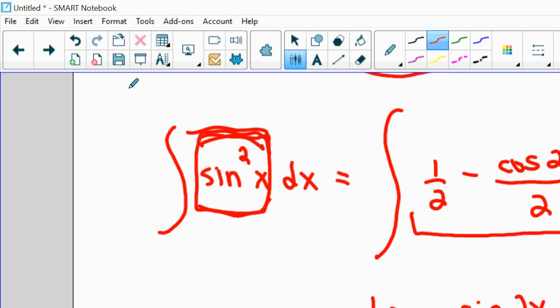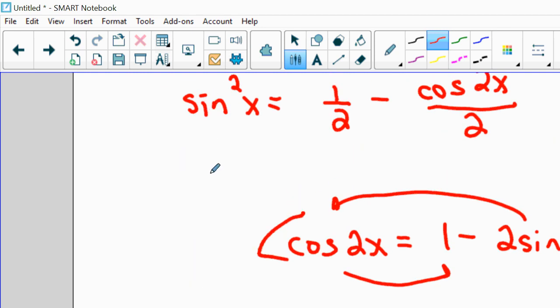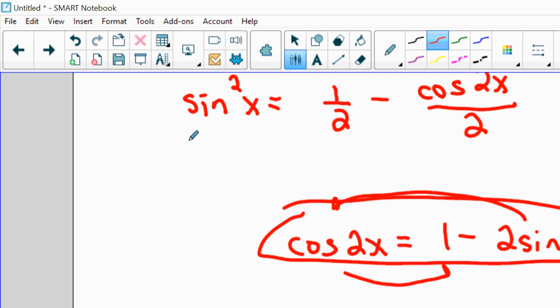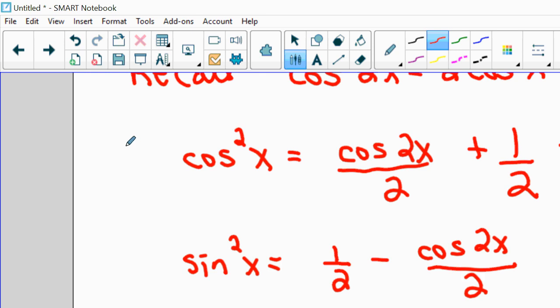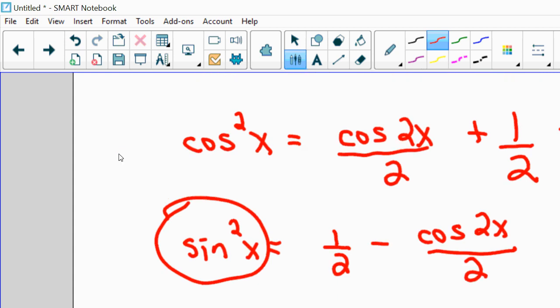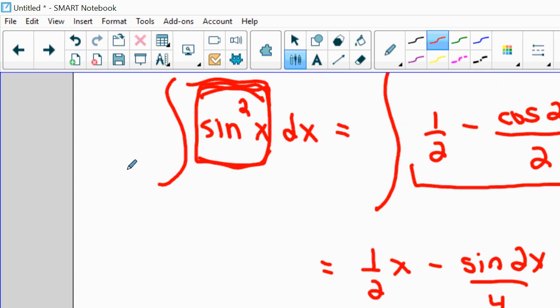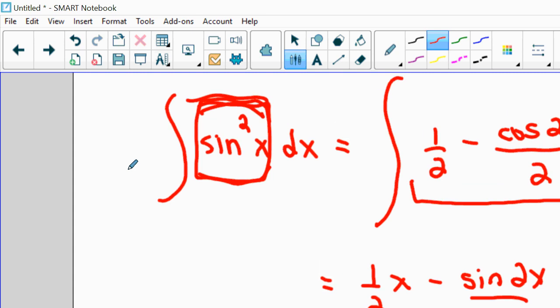And your trig teacher should have taught you. Well, yeah, I taught you this one. I didn't teach you to isolate the sine squared. Yeah, I did. I'm doing it right now. Isolate the sine squared. So sine squared, 1/2 minus cosine 2x over 2. Cosine squared x, 1/2 plus cosine 2x over 2. And then when you get to calculus, and on this day where they're saying take the antiderivative of sine squared dx, they go sine squared, and you go 1/2 minus cosine 2x over 2.